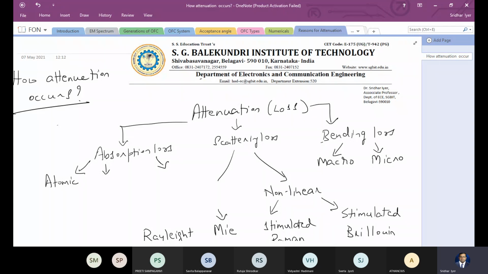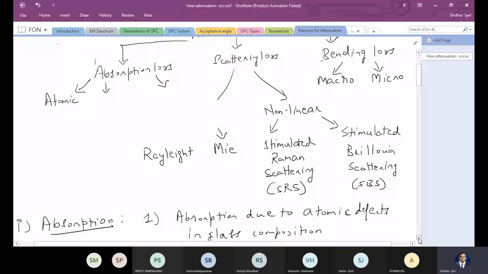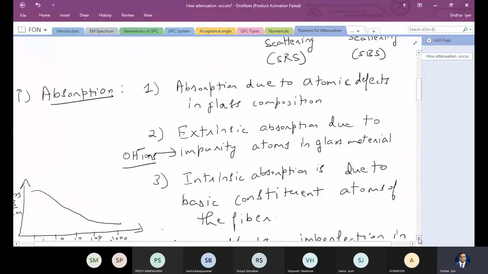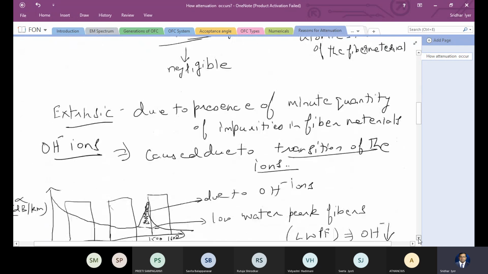And then in the last class, we looked at how this attenuation occurs. What are the reasons behind this attenuation? As you can see on the screen, there are three reasons why attenuation would occur: the absorption loss, the scattering loss, and the bending loss. Within them, you have different kinds of losses. In absorption, you have the absorption loss due to atomic defects, and the extrinsic and the intrinsic absorption. We discussed that in detail.